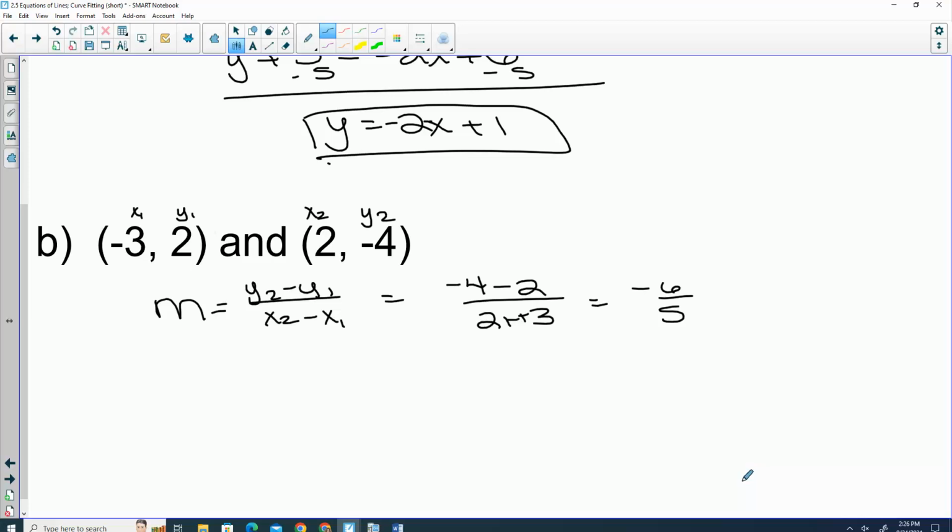All right, now what? Plug into the point slope formula. Does it matter which of those 2 ordered pairs I use? Not a bit. You get the same answer either way. So let's say I just go with my first one and use the slope we just found. So y minus 2 equals -6/5 times x minus negative, so plus 3.